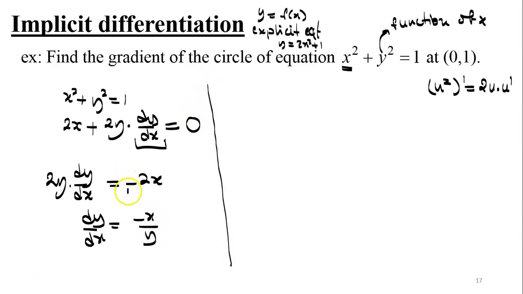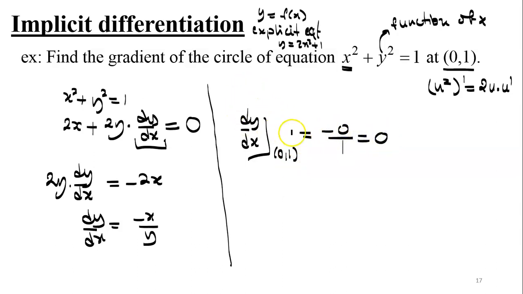So that is the expression of the gradient in terms of x and y. Now I need to find the value of the gradient at the point (0, 1). So dy over dx evaluated at the point (0, 1). In the expression of the gradient in terms of x and y, I replace x by 0 and y by 1. So it's negative 0 over 1, which is 0. So the circle has a gradient of 0 at the point (0, 1).